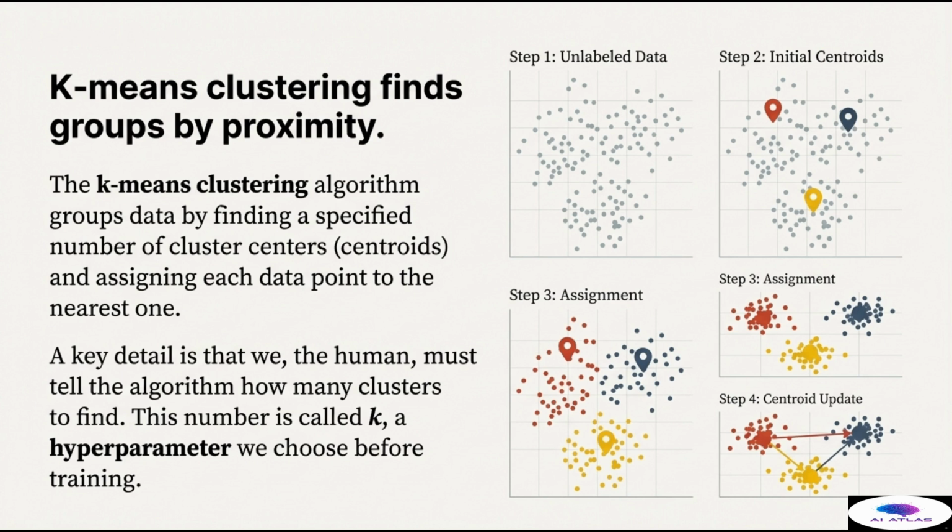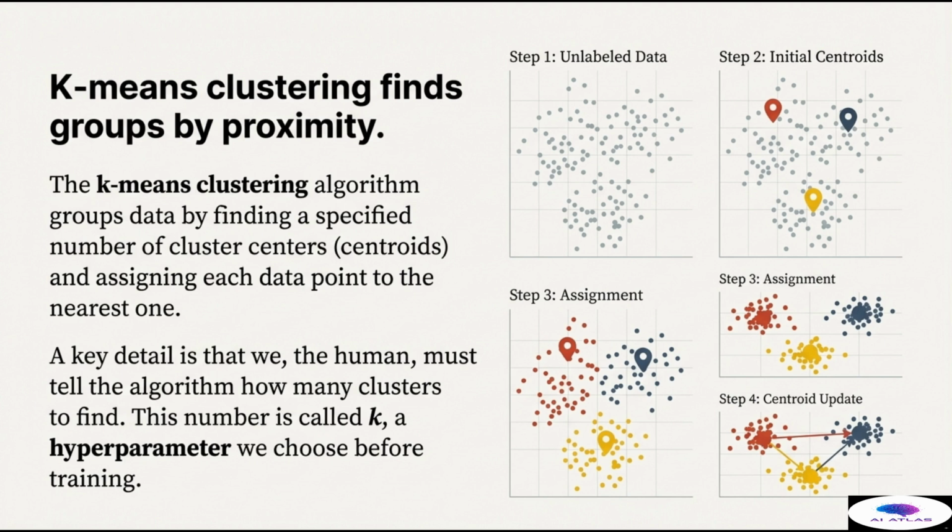Step 1 shows the raw, unlabeled data. In Step 2, we introduce the initial centroids. These are randomly placed centers, k equals 3 in this example. Step 3 is the assignment phase, where every data point is colored and assigned to the nearest centroid. Crucially, in Step 4, the centroids are updated by moving them to the geometric center, or mean, of the points currently assigned to them. This process iterates until the assignments stabilize.